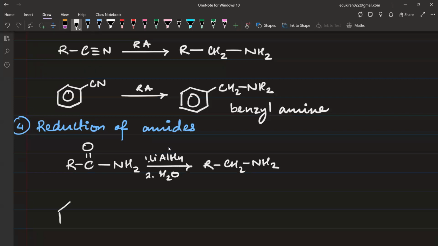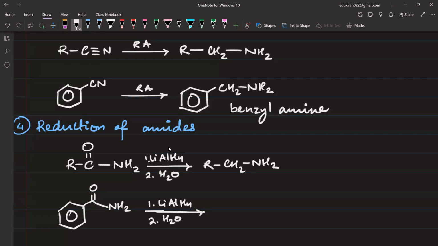And similar reaction is also shown by benzene amide. You have C double bond O NH2. It reacts with lithium aluminium hydride, and secondly with water. It gives you benzyl amine, benzene ring with a CH2 and NH2 group next to CH2.